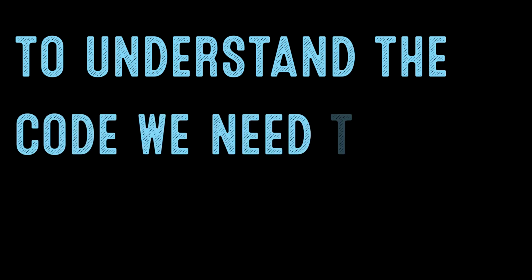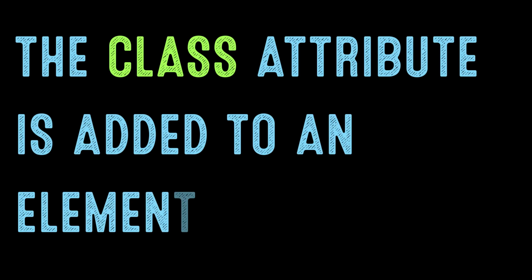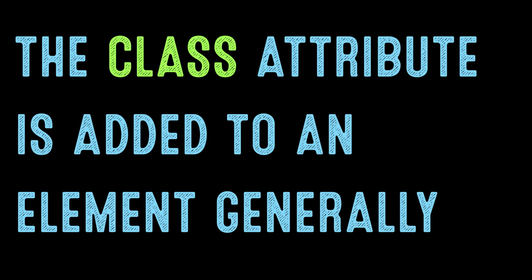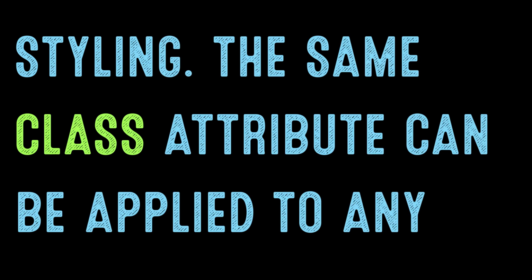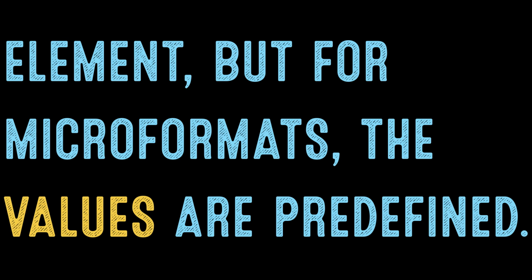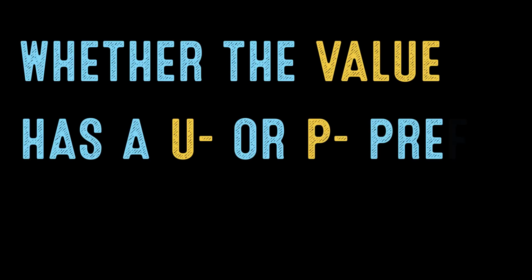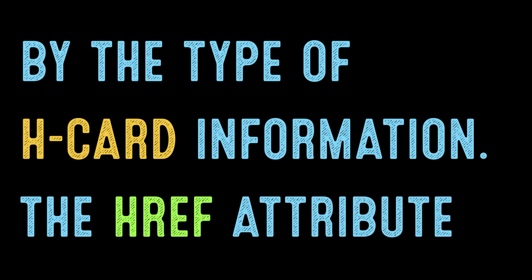To understand the code, we need to talk about two attributes. The class attribute is added to an element generally for the purpose of being able to target that element for styling. The same class attribute can be applied to any element, but for microformats, the values are predefined. Whether the value has a u- or p- prefix is determined by the type of h-card information.